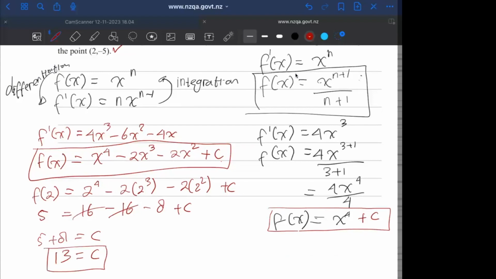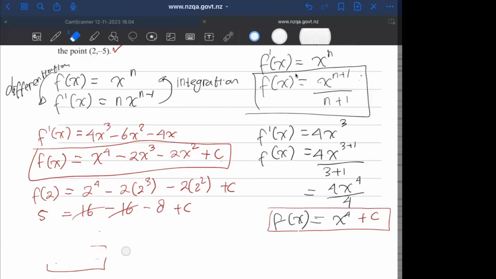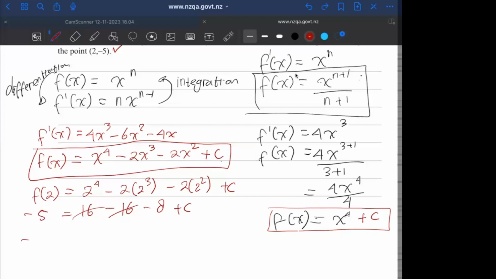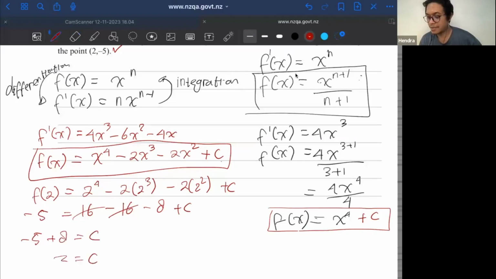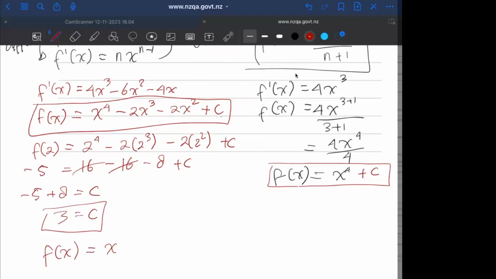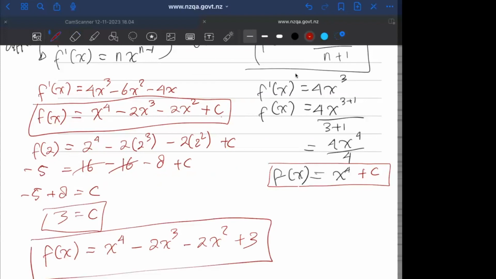Oh yeah, that's minus 5. Sorry, that's minus 5. So c is 3. Yes, c is 3. That means f of x is x to the 4 minus 2x cubed minus 2x squared plus 3. This is your final answer.